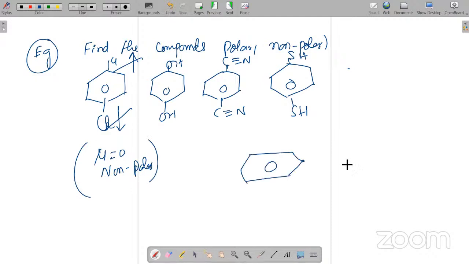Oxygen is there, and the next one also has oxygen. Many people will think that this will pull and that will pull, so there is symmetry and that's why the dipole moment is 0. No, that is absolutely wrong. If you draw the structure properly, you can see it.